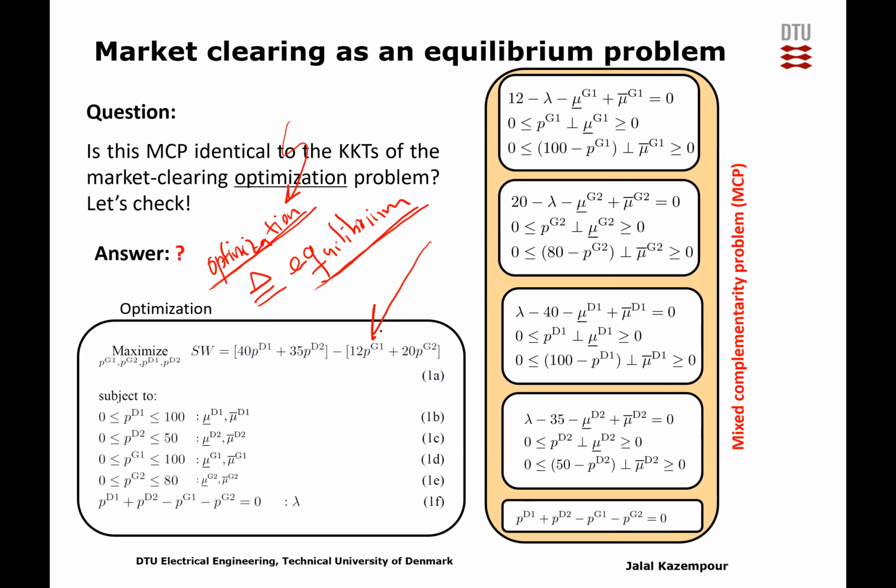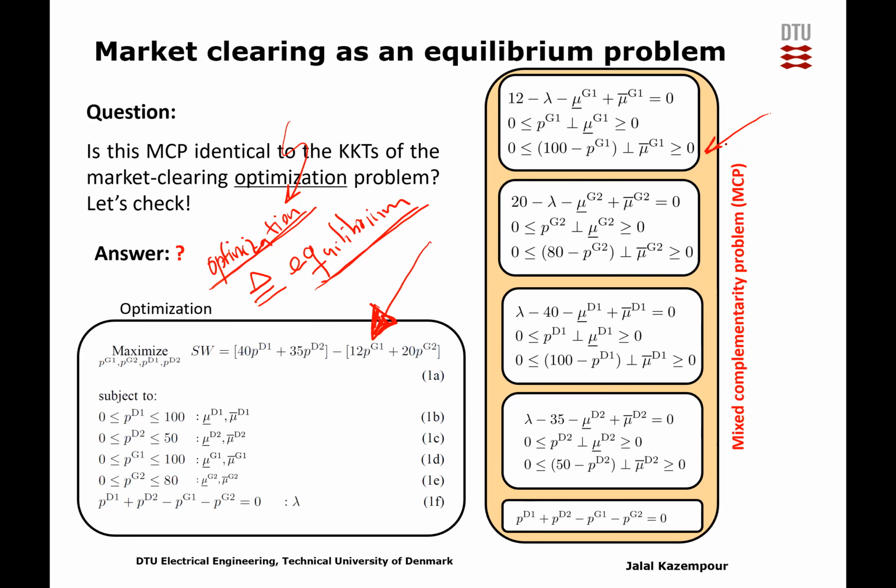So this is why in reality, we are clearing the market using an optimization problem, not an equilibrium problem, though they are equivalent. But solving a linear optimization problem is way simpler than solving an equilibrium problem, for which we need to derive KKTs and solve an MCP problem. For the market clearing problem, optimization and equilibrium are always equivalent.